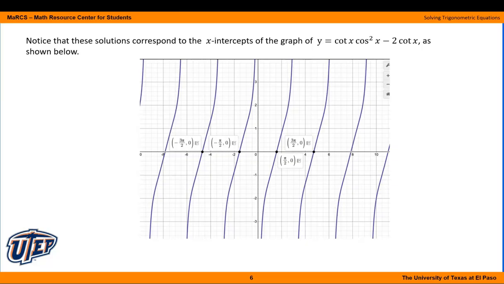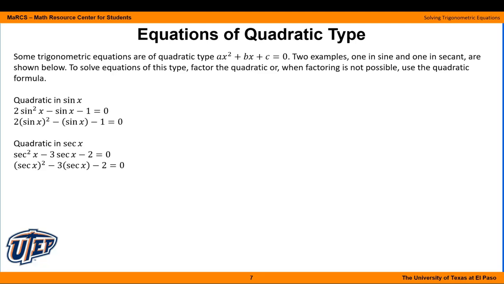This graph confirms the results from the previous slide. Notice that the x-intercepts occur exactly where our formula predicts they should occur. Graphs are extremely useful because they provide a visual check of our work. If the graph and our algebraic solution agree, we can be much more confident that our answer is correct.